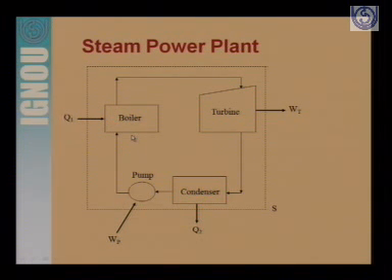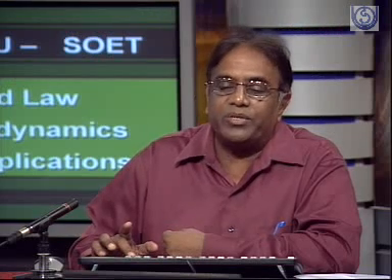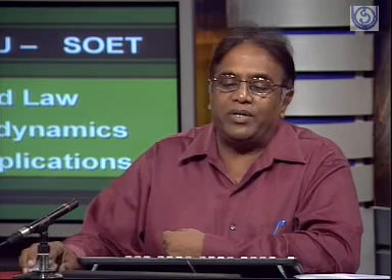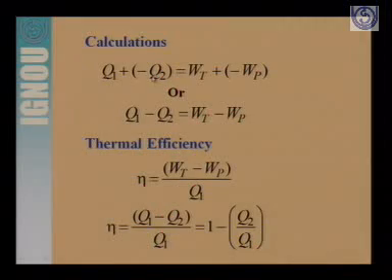So with this sign convention, if we write the expression for the first law of thermodynamics, we can write Q1 plus minus Q2 is equal to WT plus minus WP. Here you see we have explicitly considered the sign convention, because Q2 is negative as heat is going out from the system, and WP is the work done on the system, that's why it's negative. After rearranging, we get Q1 minus Q2 is equal to WT minus WP.